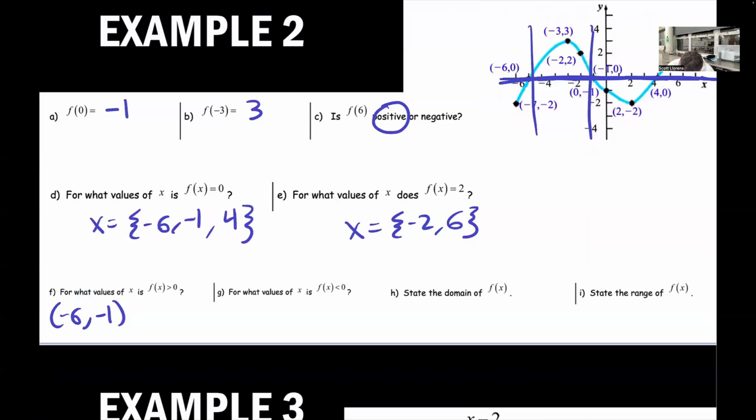Now we get back to being positive over here once we get beyond 4 until we get to 6. Now, this graph doesn't continue on forever. It stops at 6. So we're going to say from 4 to 6, it's also positive. Now, 6 does produce a positive solution, so we would include that, which would mean we would use a bracket to show that.